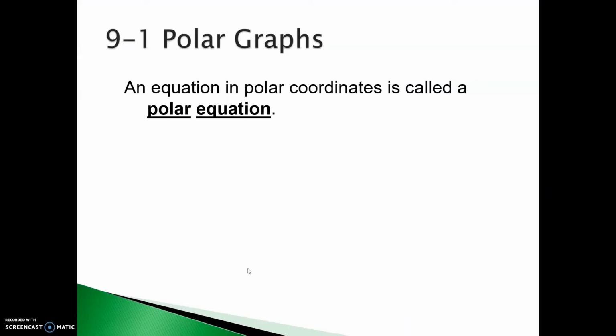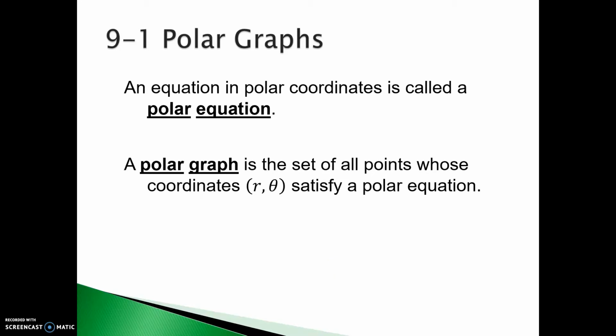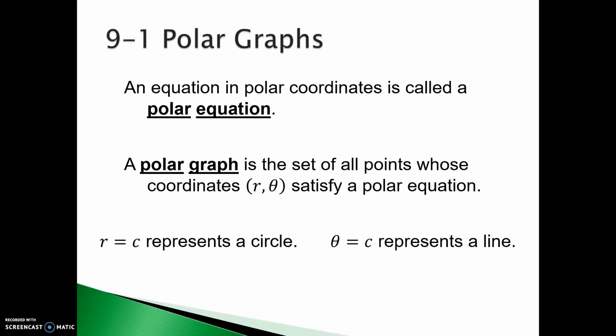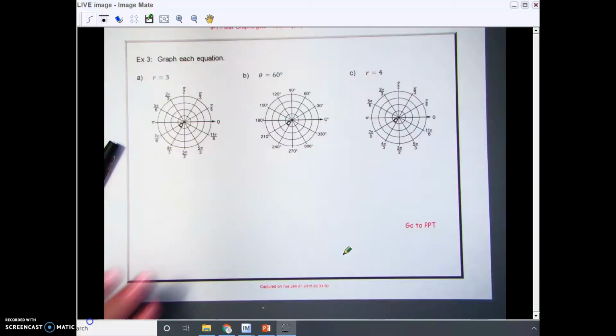So an equation in polar coordinates is called a polar equation. So a polar graph is the set of all points whose coordinates r comma theta satisfy that polar equation. So for example, if we have r equal to some sort of constant, that means that the radius is constant and therefore you get a circle. If we have theta equal to some sort of constant, then that means that the angle measure stays the same and you end up with a line. And so let's see what that looks like.